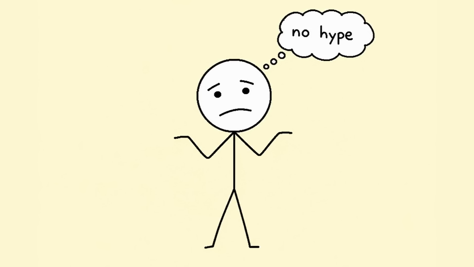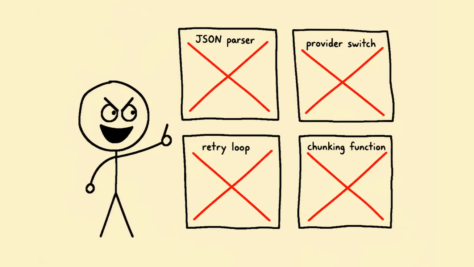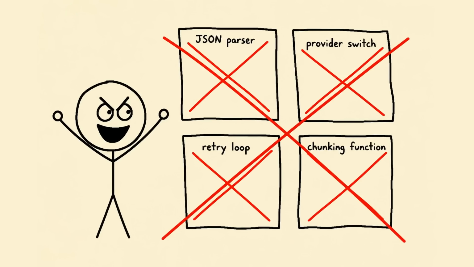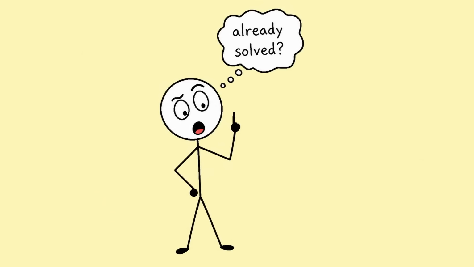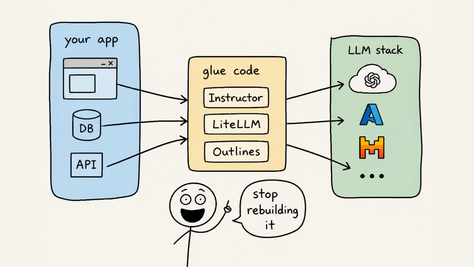So that's the 10. None of them are secret, they just never got the hype they earned. And if you take one thing away, it's this. Before you write another JSON parser, another provider switch, another retry loop, another chunking function, just check whether one of these already solved it. Because the model layer is a commodity now. The glue code around it is where you actually win, and these repos, they're the glue. Stop rebuilding it.